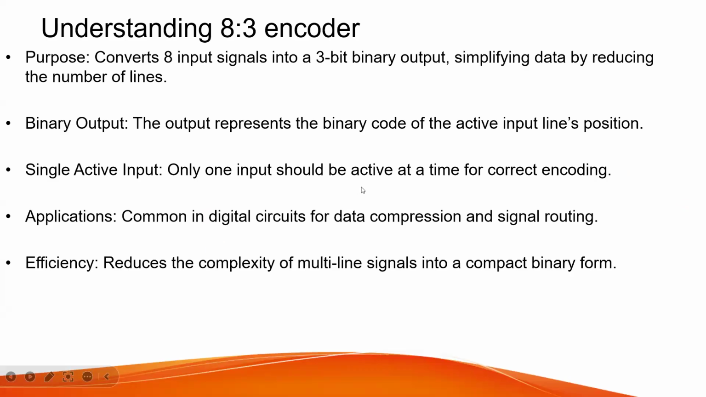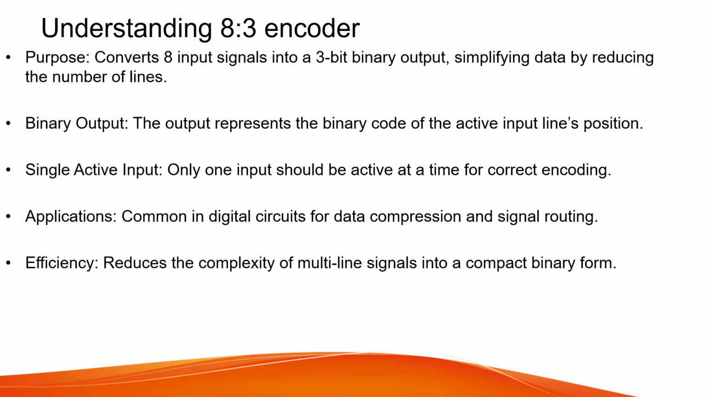Understanding what an 8 to 3 encoder is. The purpose of this encoder is to convert the 8 input signals into a 3-bit binary output, which simplifies the data by reducing the number of lines. The binary output represents the binary code of the active input line's position. A single active input, only one input, should be active at a time for correct encoding.